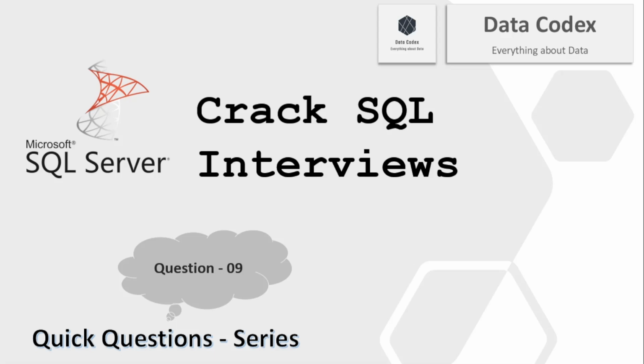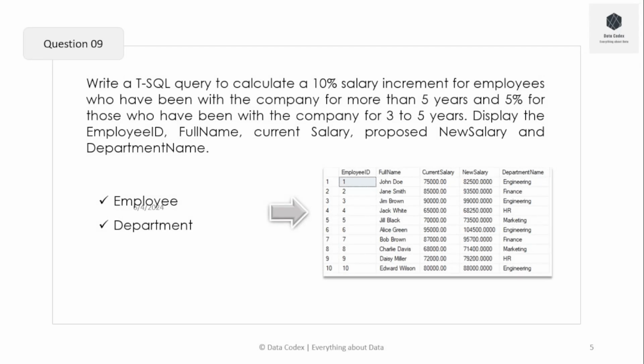So let us get into the question which we have for today. For this question, we have two tables available for us. One is the employee table and another is the department table. The employee table contains all the information about the employees and the department. From these two tables we are going to populate the result set as shown on the right hand side, where you can see the employee id along with the full name of those employees, and we have to provide the current salary along with the new salary which is calculated, and along with their department name.